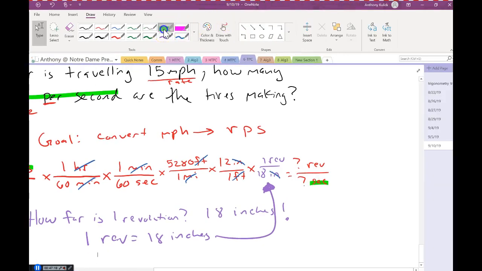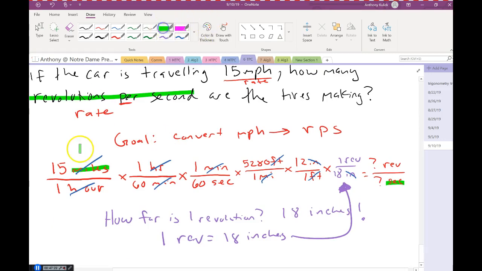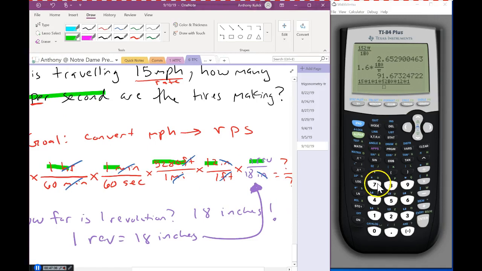Again, I just read straight across here and did 15 times 1 times 1 times 5,280 times 12 times 1. Everybody good with that? We'll do the same thing here for the denominator. So I'm going to do 1 times 60 times 60 times 1 times 1 times 18. And I'll press enter.